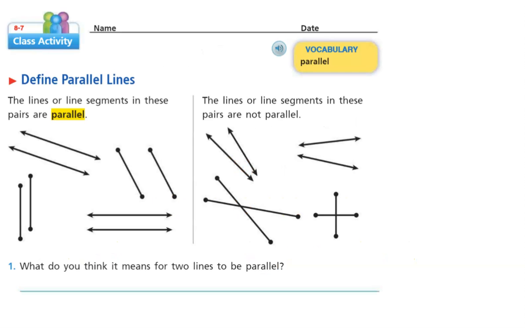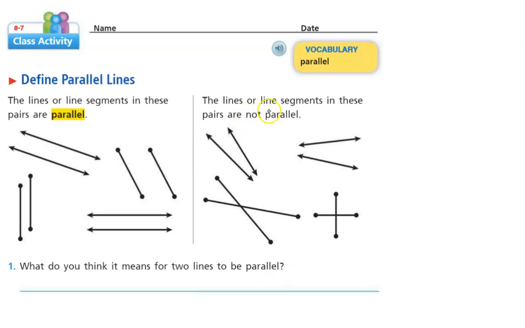So if you'll make sure your SAB is open, this is going to be an important one to have nearby. And I believe, if I remember correctly, these are things that you're at least semi-familiar with based on your third grade work. So parallel and perpendicular lines are the big things that we're going to talk about today. And right here it does the definition for you. It says the lines or line segments in these pairs are parallel. And then it wants you to ask what it thinks it means for two lines to be parallel.